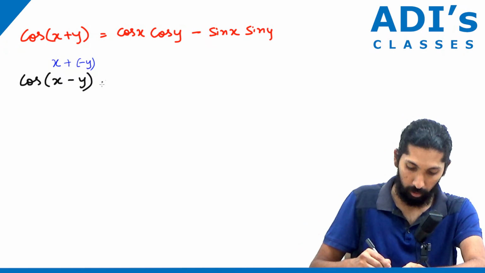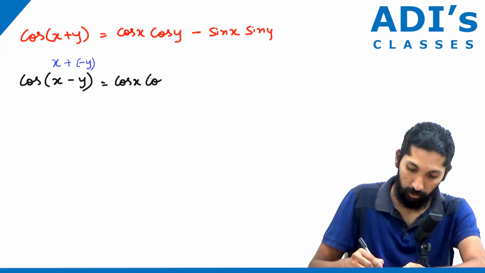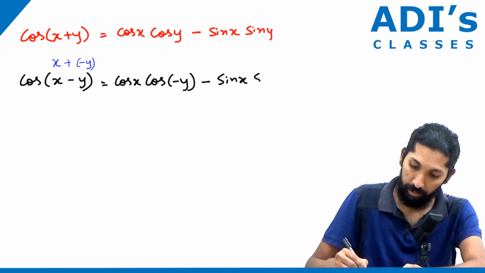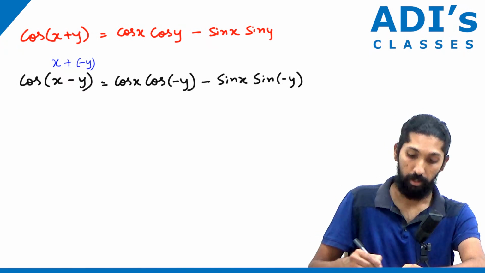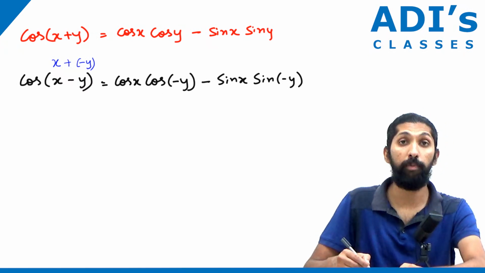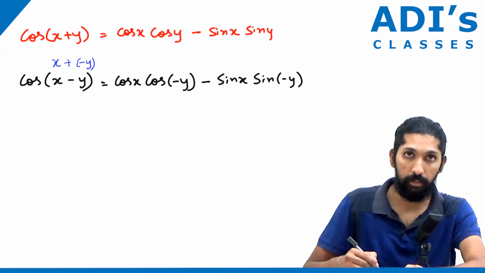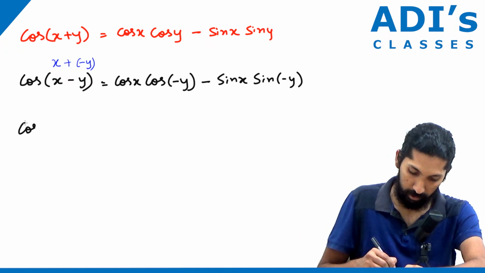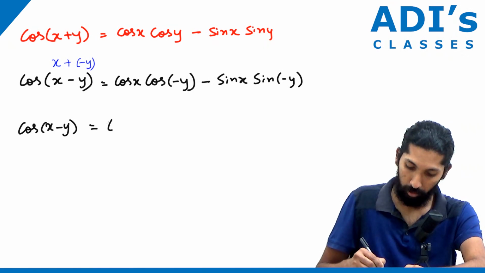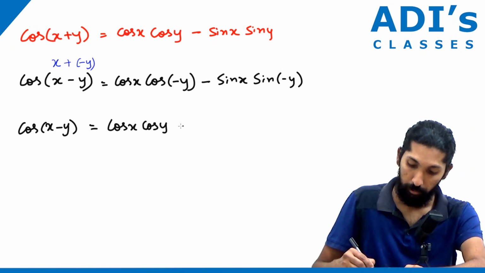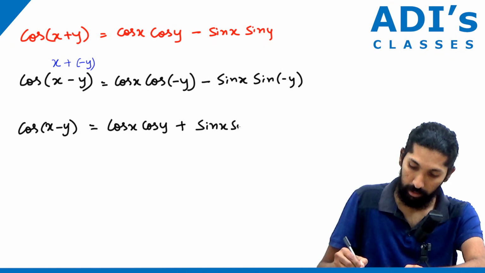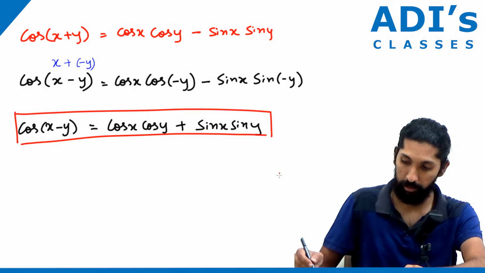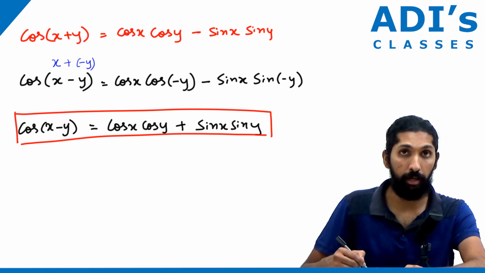Now, you're going to write cos x into cos of minus y minus sin x into sin of minus y. Cos of minus y is cos y and sin of minus y is minus sin y, isn't it? So we end up with cos of x minus y is equal to cos x cos y plus sin x sin y. This is going to be the next formula, cos of x minus y. This is another compound angle formula.